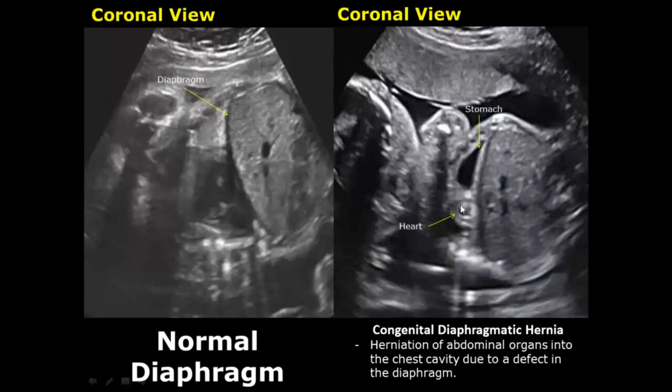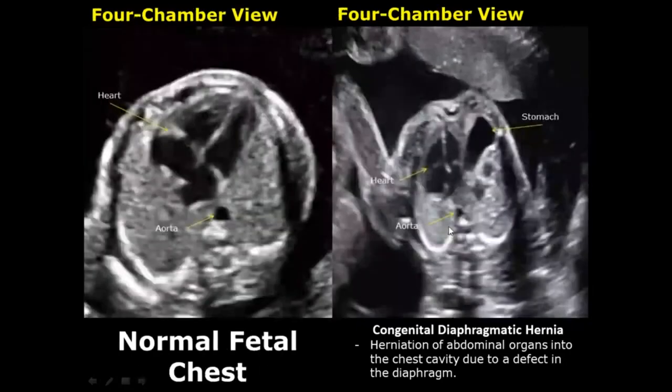And here we have a four-chamber view showing the normal thorax with the heart. And here we have the stomach right next to the heart, and the heart is also displaced towards the right side.